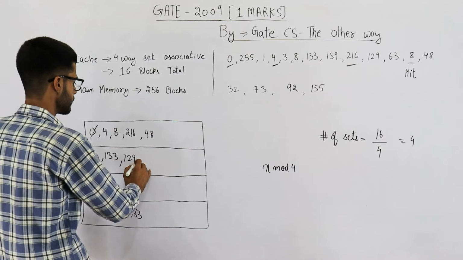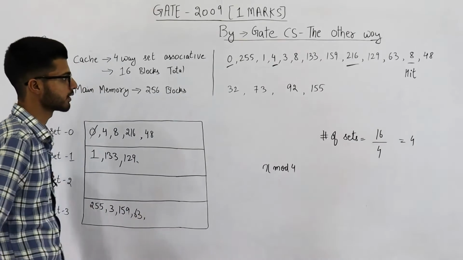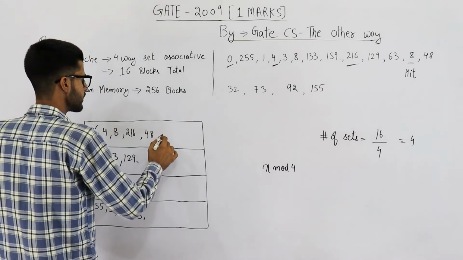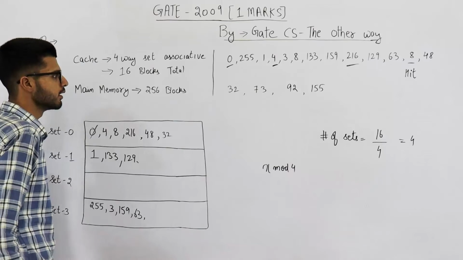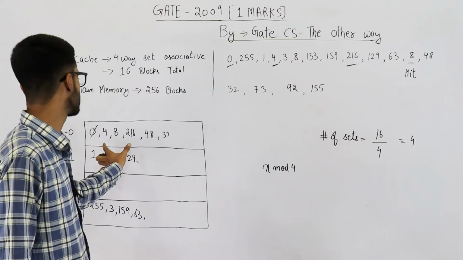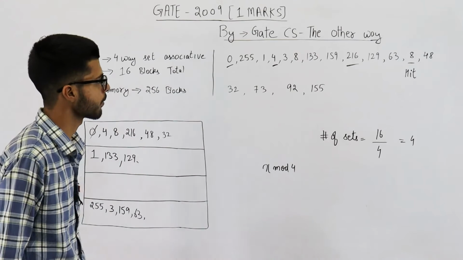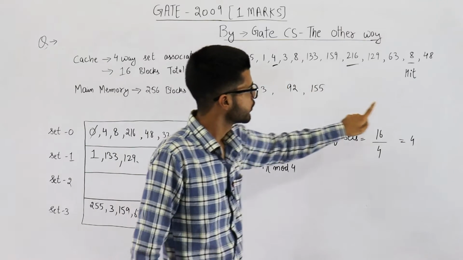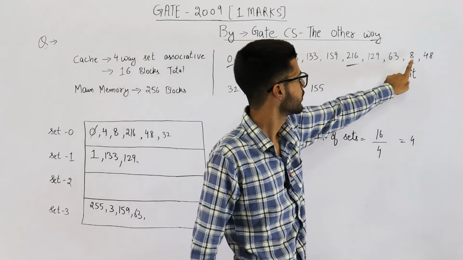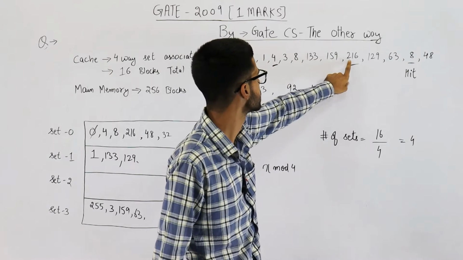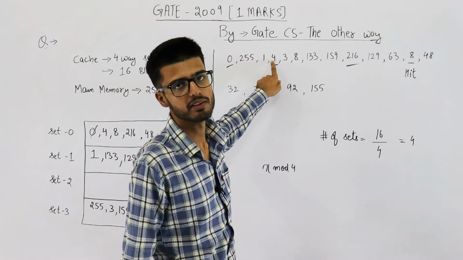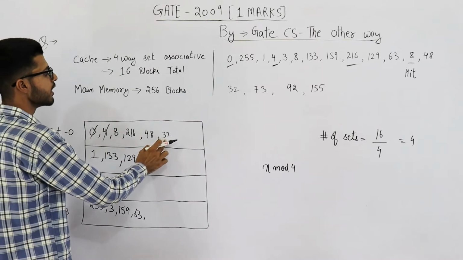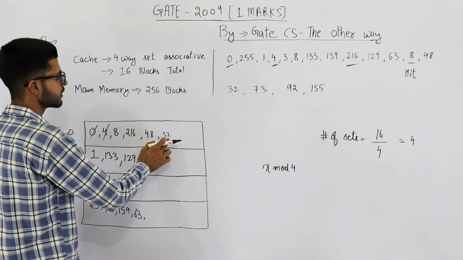Okay, so let's see which one is the next block. It is 32. So 32 is divisible by 4 and again you are going to place it here only. Now let's see which one is the least recently used out of 4, 8, 216 and 48. So have a look. 48 is most recently used. Then we also have 8. We also have 216. This one will be replaced. 4 is going to be replaced from the cache. So delete this and in place of this 4, you write 32.